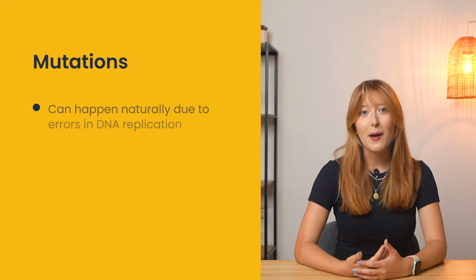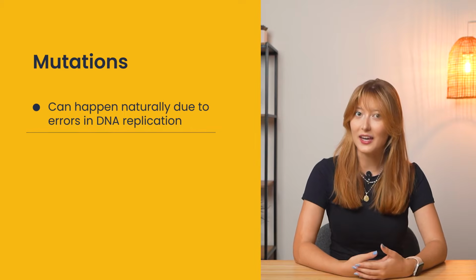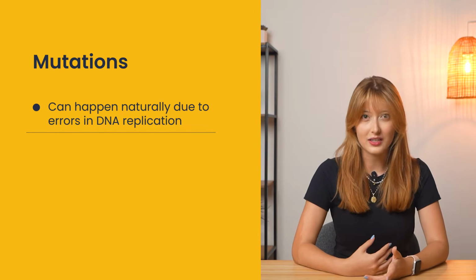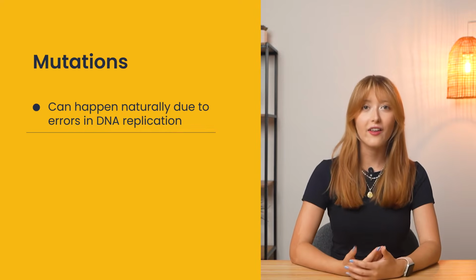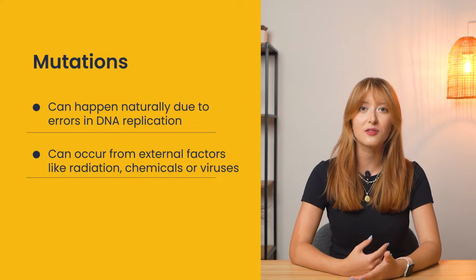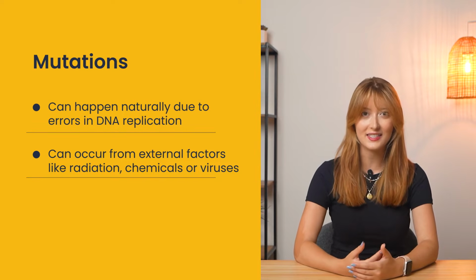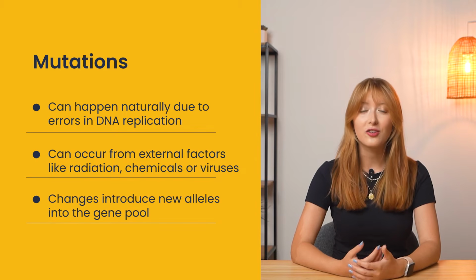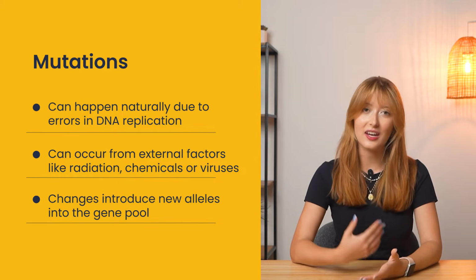There are a few key ways that mutations arise. Some happen naturally due to errors in DNA replication, where the cell accidentally inserts, deletes, or swaps the wrong nucleotide when copying its DNA. Other mutations occur because of external factors like radiation, chemicals, or even viruses that can alter DNA sequences. These changes introduce new alleles into the gene pool, creating variation that natural selection can act upon.